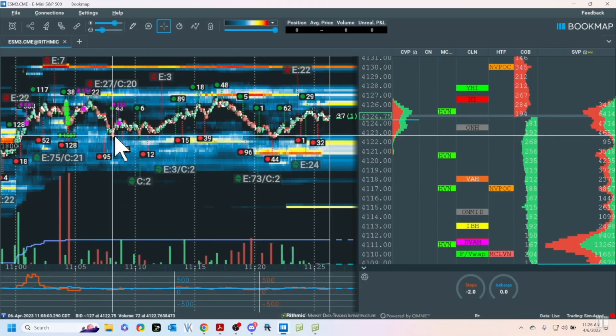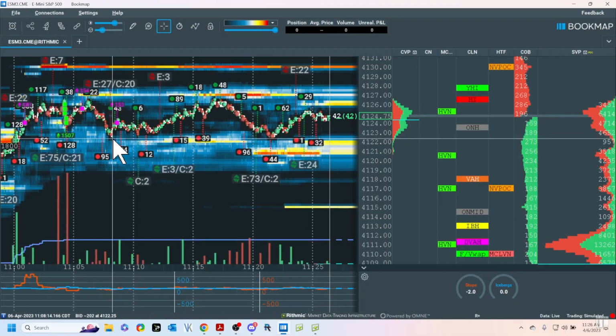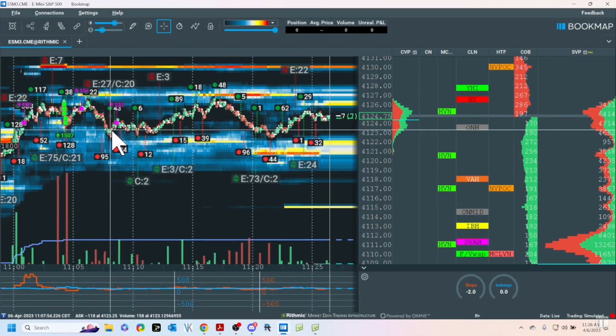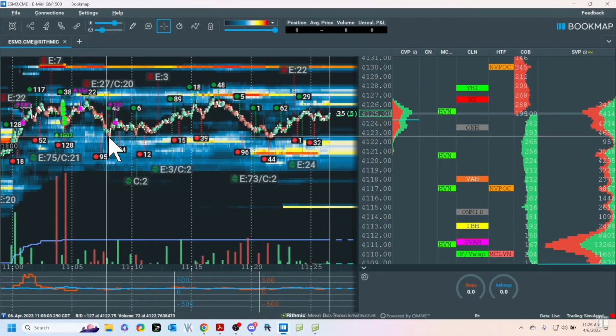Think like a retail trader. Haven't we all done this? Well, if we've all done it and we all usually get taken out, why? If there's sellers here, we used to think, oh, they went for my stop. No, they didn't. Your stop is with everybody else's.